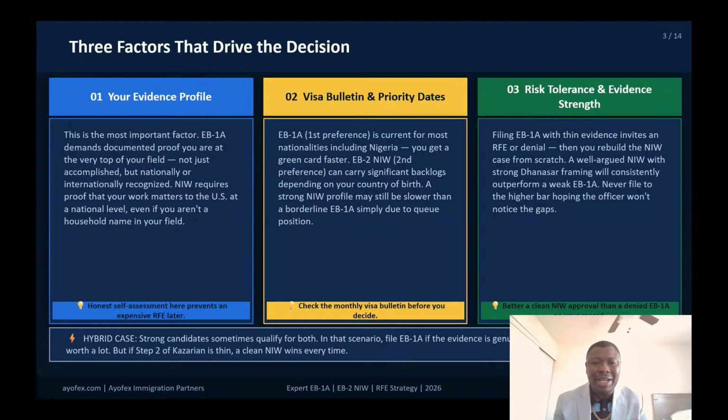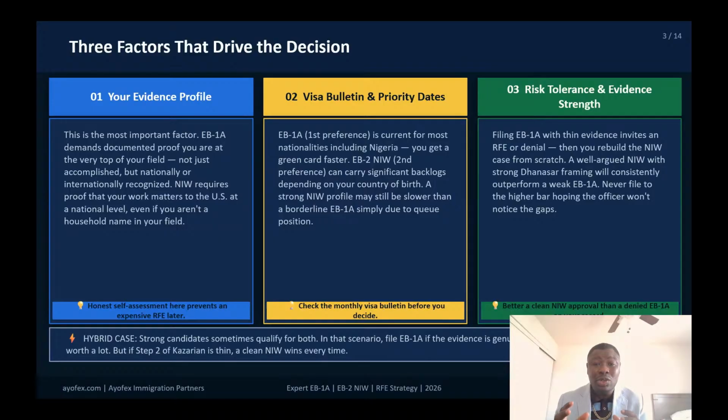Now, the second factor is the visa bulletin, rather, priority dates. EB1 is a first preference immigrant visa category, and it is current for most nationalities, including Nigeria.